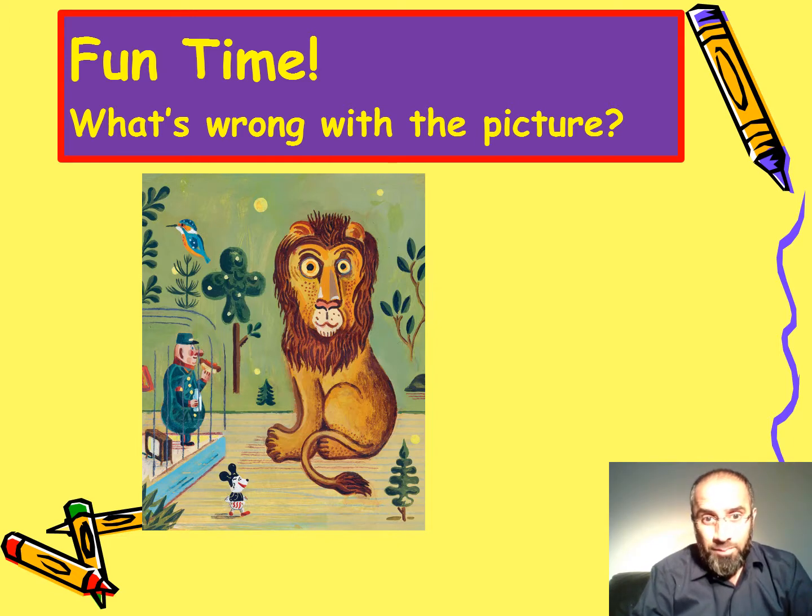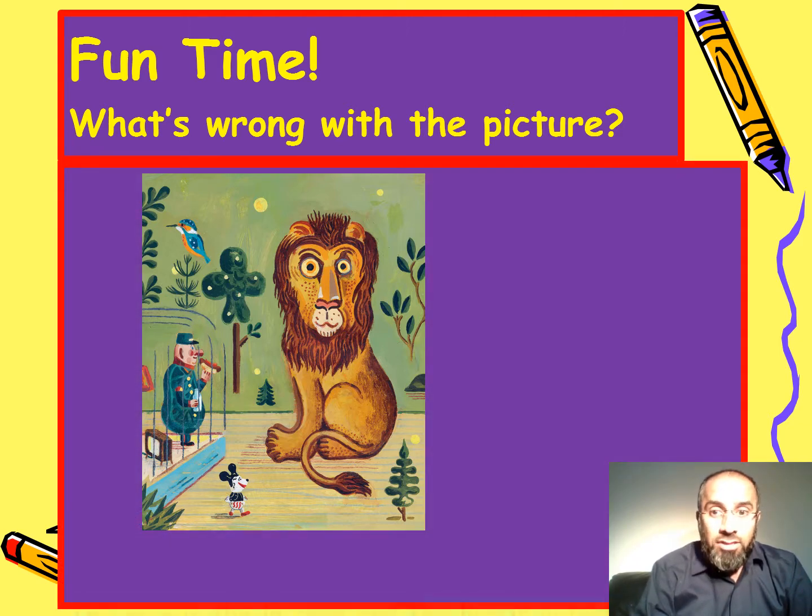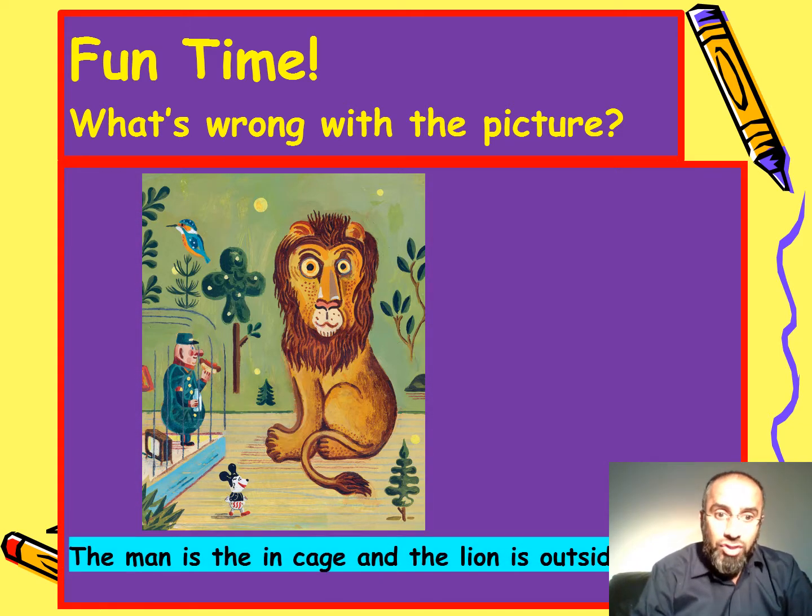Yes, funny picture. You're right. The lion is outside the cage and the man is in the cage. There's a little bit of a word order problem here. The man is the in cage? No. The man is in the cage and the lion is outside the cage.